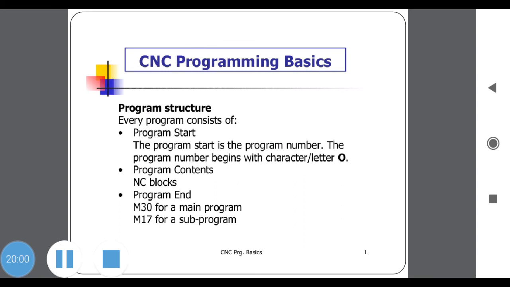Next one is M17 for sub program or subroutines. This shows the CNC part program details.